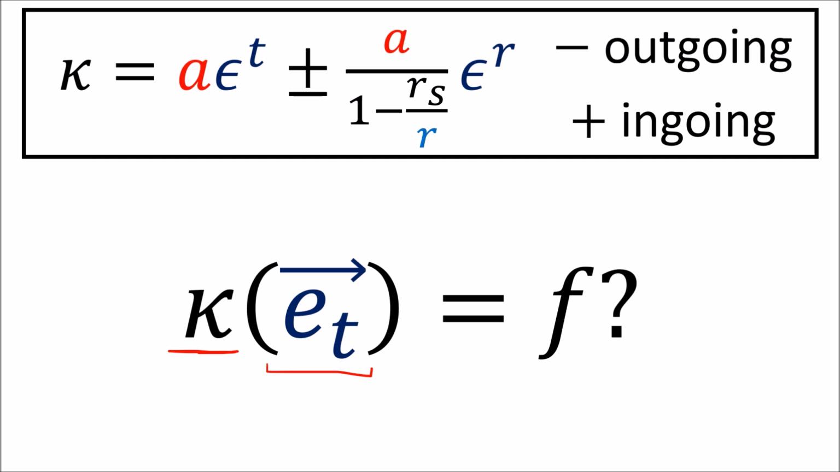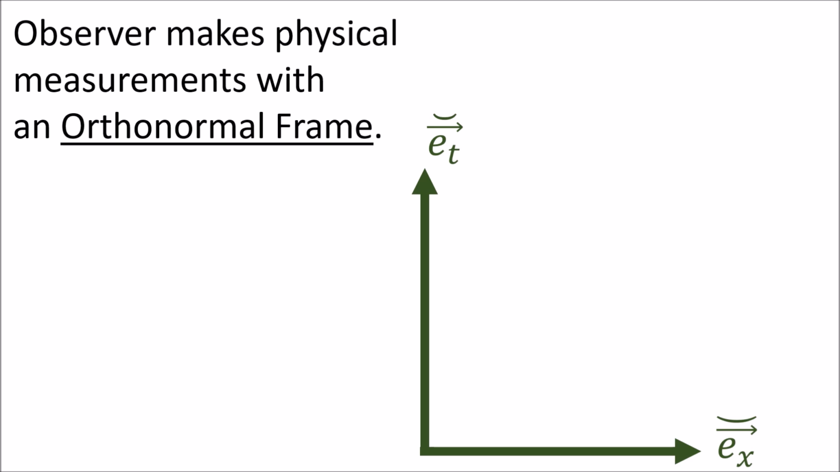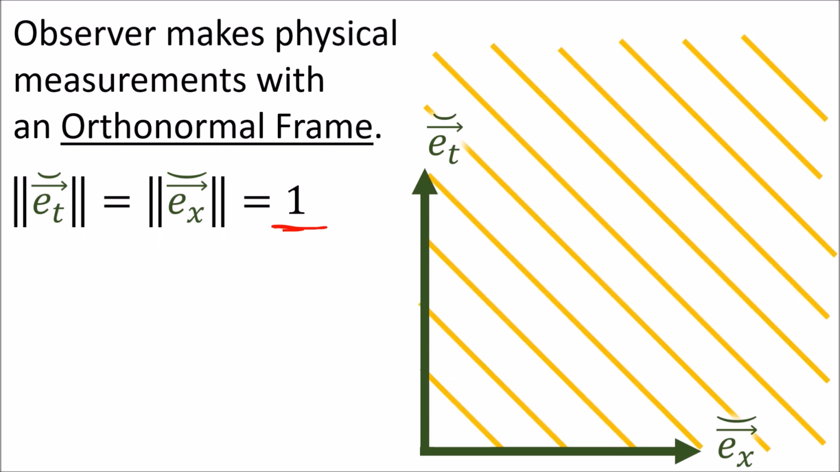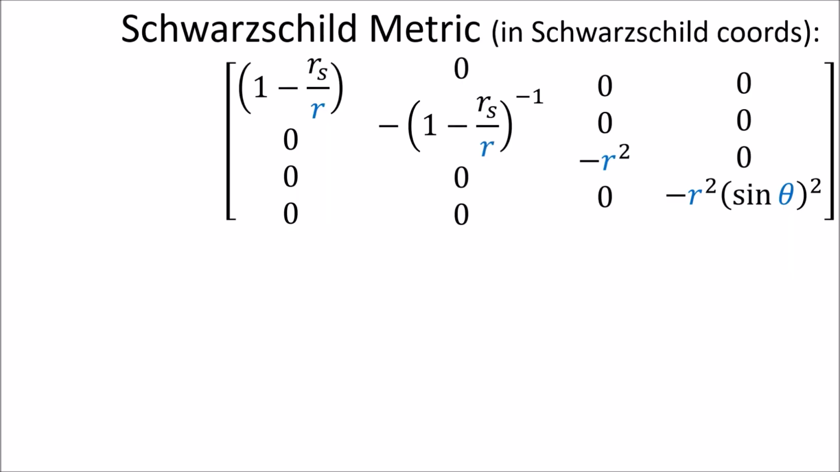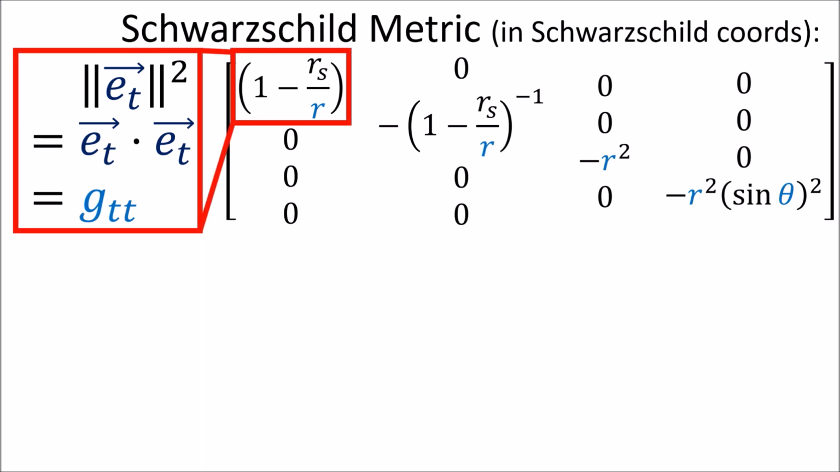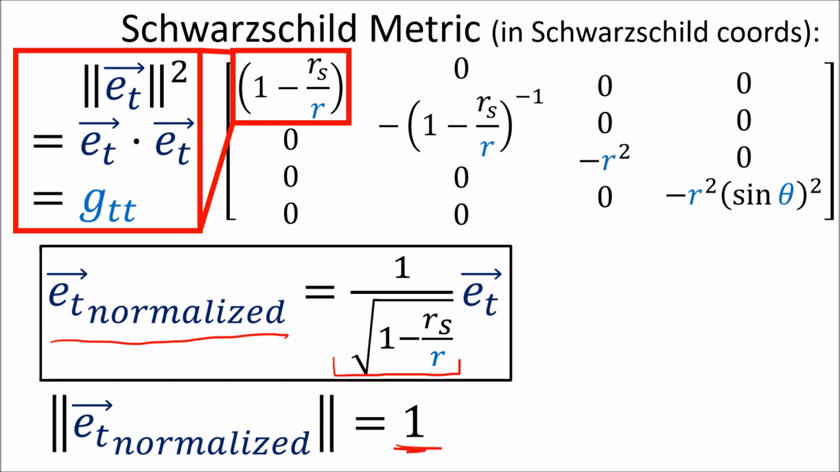This is almost correct, but remember, an observer makes actual physical measurements using an orthonormal reference frame, where each basis vector has a length of 1. This is because when measuring our covector field, we need to know how many wavefronts go by in 1 unit of time, so we need our time basis vector to have a length of 1. The time basis vector in Schwarzschild coordinates is not normalized to 1. Recall, the squared length of the e_t basis vector is given by the g_tt component of the metric, which is 1 minus rs over r. In order to normalize e_t, we just divide it by the square root of 1 minus rs over r. This new time vector now has a length of 1.